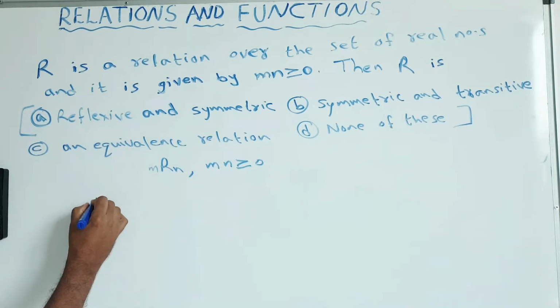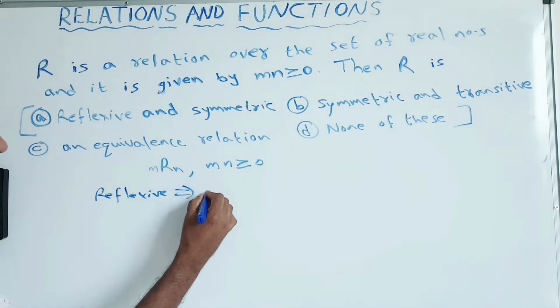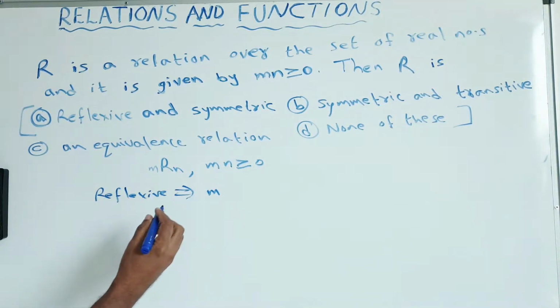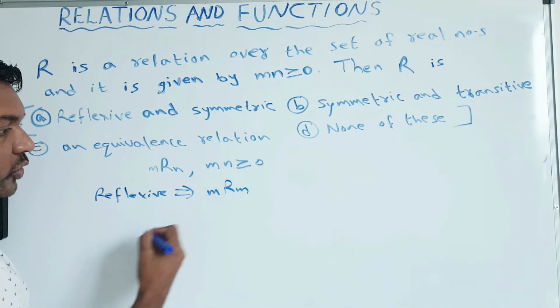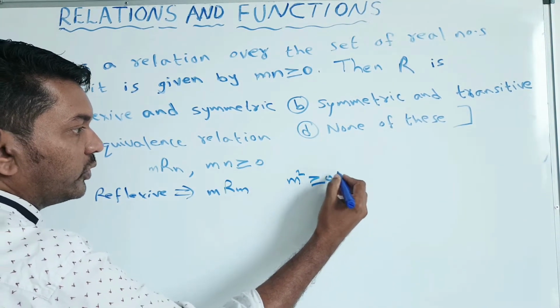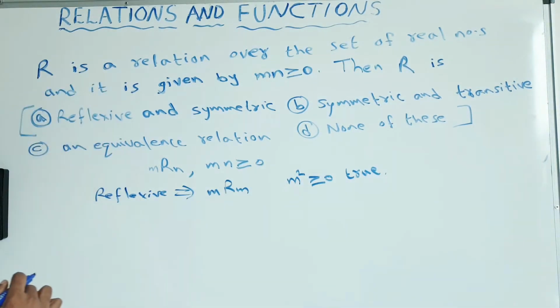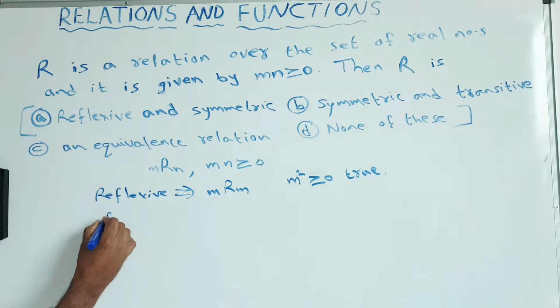So I am checking for reflexive. Means checking (m, m) is an element of R, or m related to m or not. m related to m means m into m, m square greater than or equal to 0, which is true. Square of a number is greater than or equal to 0. Now checking for symmetric.